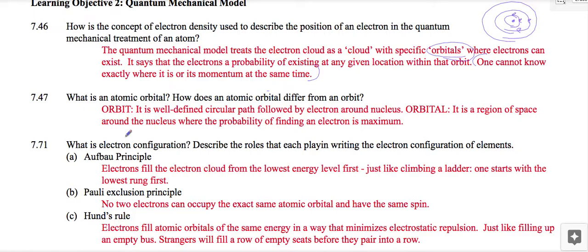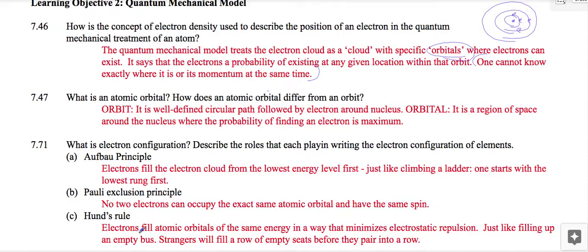We have three different things that we use in order to describe electron configurations and how we write them. The first one is called the Aufbau principle. This says that electrons fill the electron cloud in the very lowest possible energy level. If you still think about it, even though it's not completely correct, in terms of a ladder, it's going to fill the lowest rung first, and then the second one, then the third one, and so on. It's not going to jump to the fifth rung. Let's go to Hund's rule first.